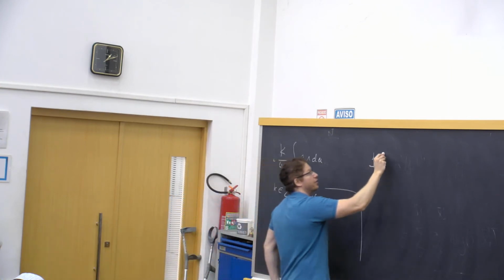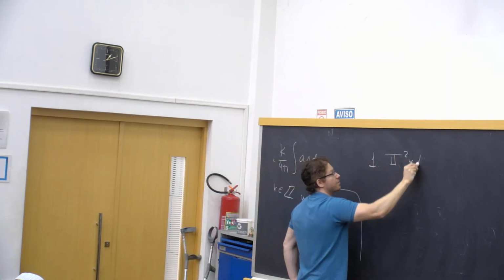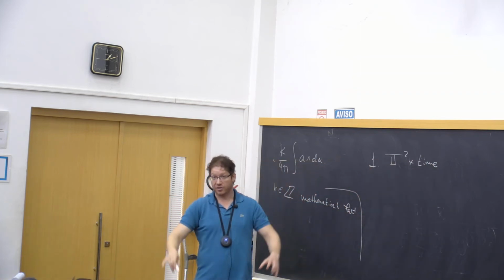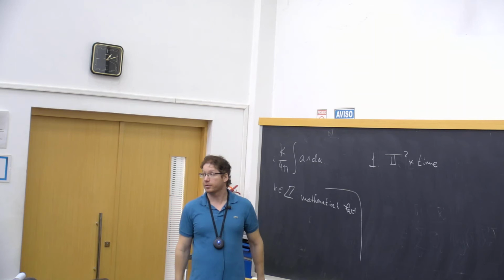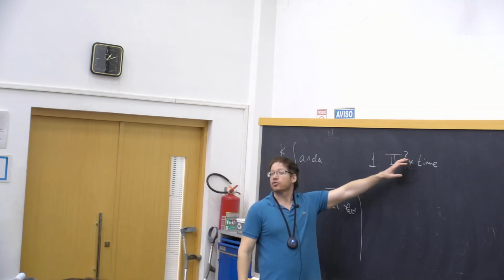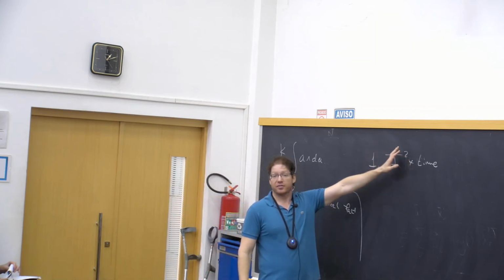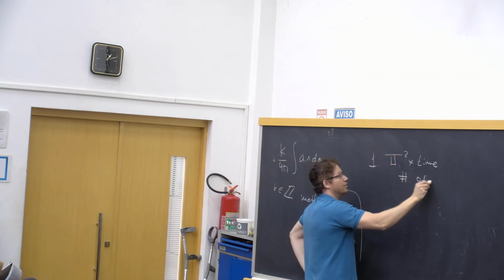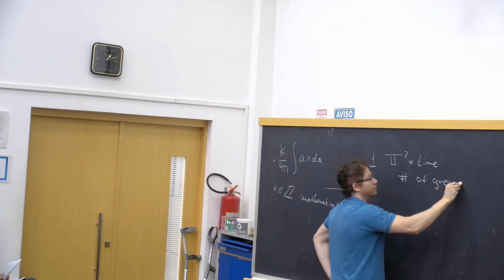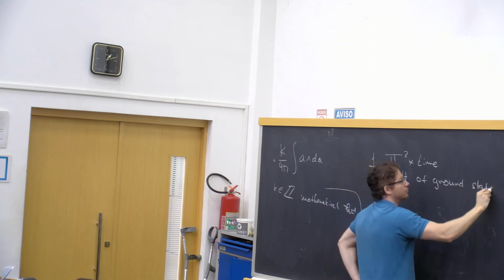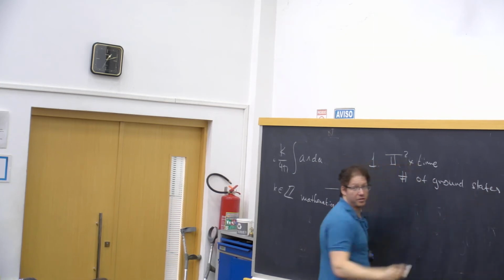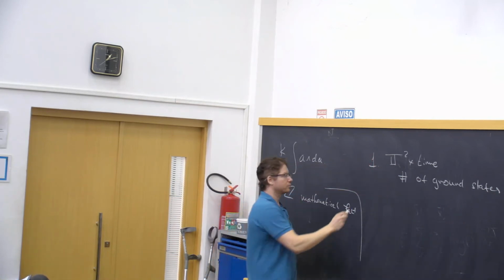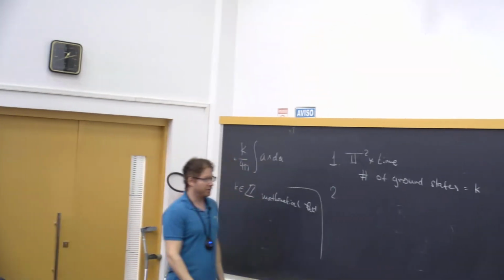If you define the theory on a torus times time, if you take the Euclidean space, the space-like section, to be a torus with periodic boundary conditions, then it's easy to show that you just quantize this Hamiltonian and you find that the number of ground states in this quantum mechanical model is k. So that should be an integer. That's a fact that I will not prove, but it's true. So that's one way to see that k must be an integer.